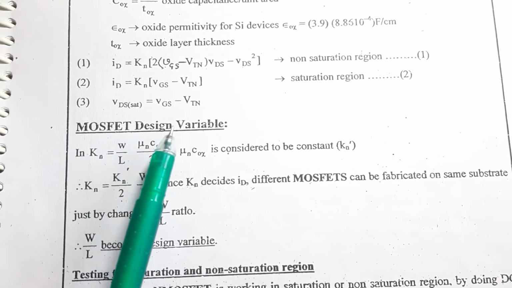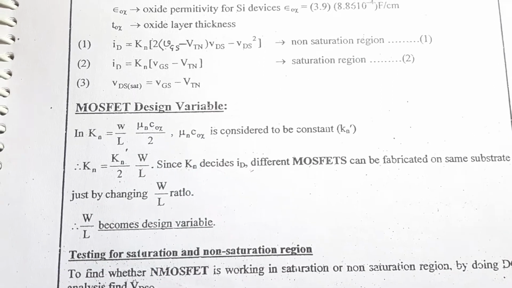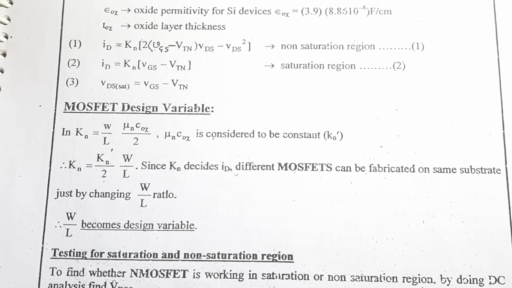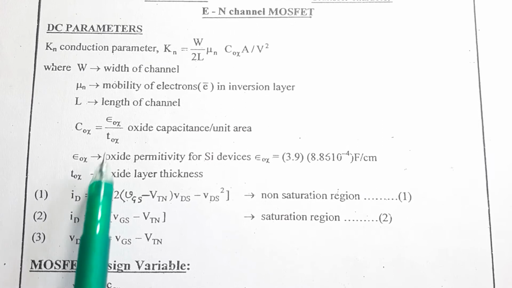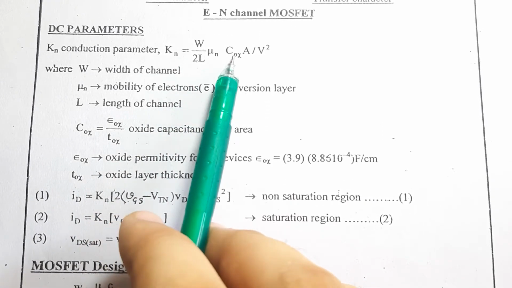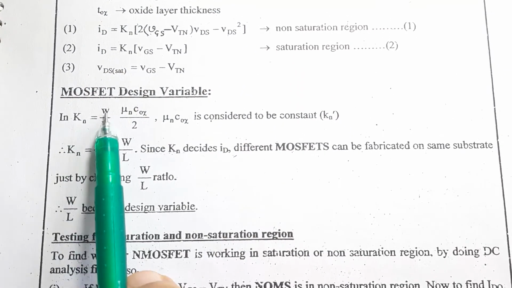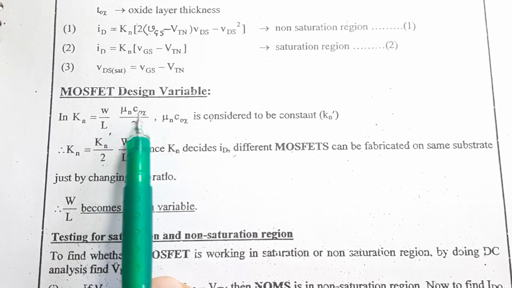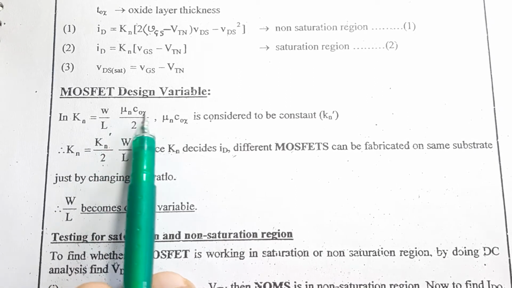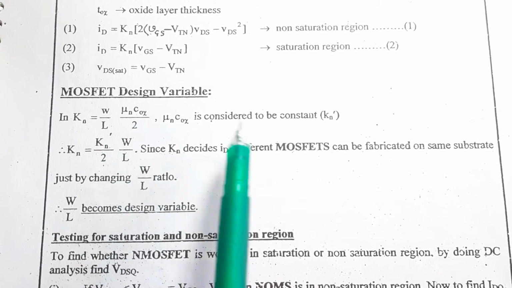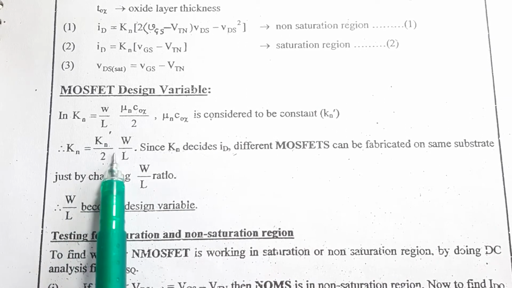Now, MOSFET as a design variable is one of the important questions which appears in the examination for 5 marks. So let's just go through what we are looking at. In the formula for Kn, as you had seen, Kn was given by W by 2L mu n into COX in amps per volt square. Now, W by L into mu n COX upon 2, the formula is segregated over here. In this formula, this term is considered to be a constant, named Kn dash. Therefore, Kn is given by Kn dash upon 2 into W by L.